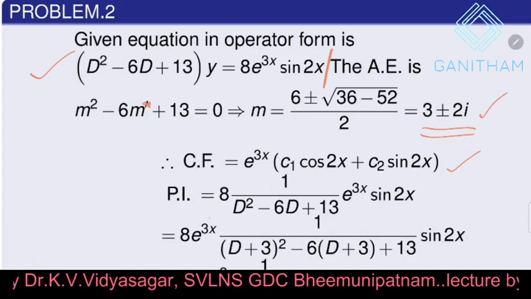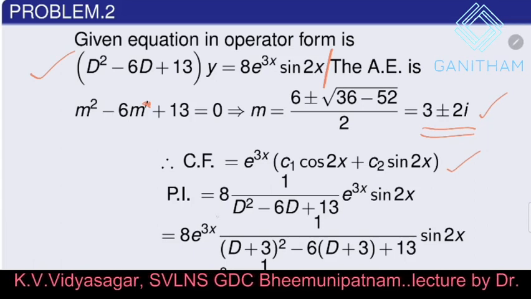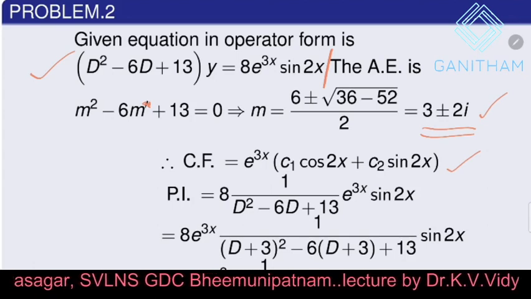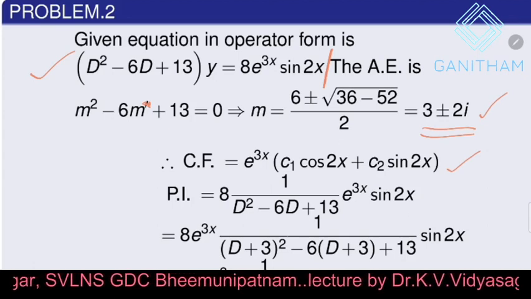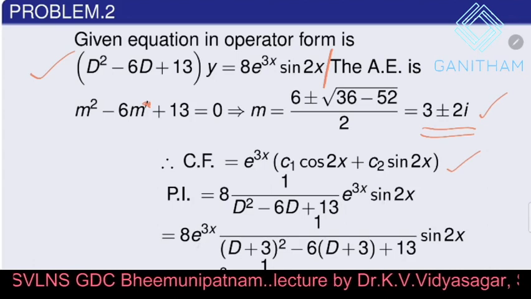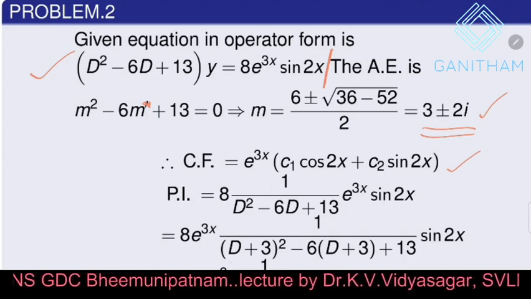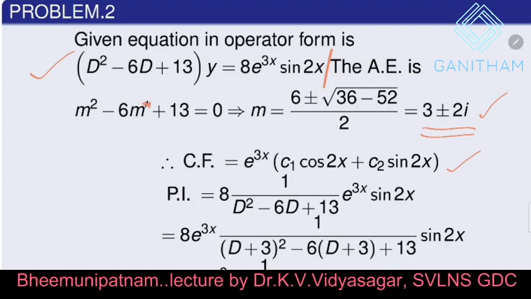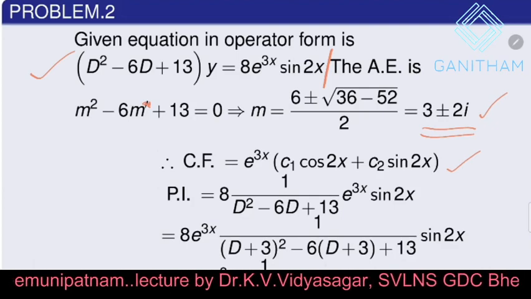Now the particular integral is 1 by f of D into Q of x. 8 is constant, so 1 by (D square minus 6D plus 13) into e to the power of 3x into sin 2x. So e to the power of 3x comes forward, and in place of D I will write D plus 3. So 1 by (D plus 3) whole square minus 6 into (D plus 3) plus 13 into sin 2x.